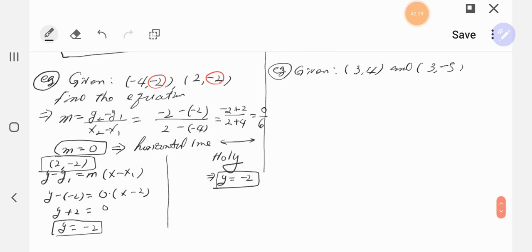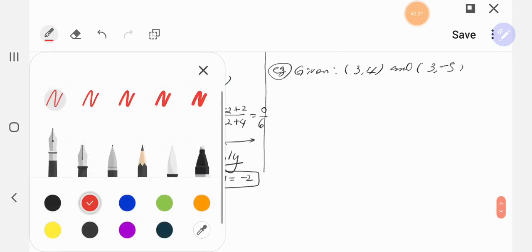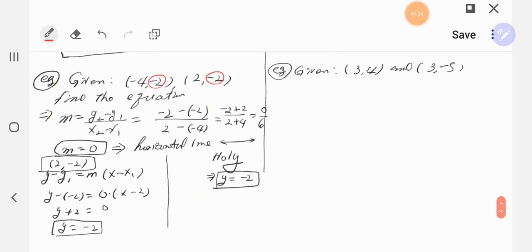That's it. So this is important. When the slope is 0, m multiplied by x is 0, so y equals negative 2. Slope is 0 means it's a horizontal line. If it's a horizontal line, then the equation is y equals the y value.